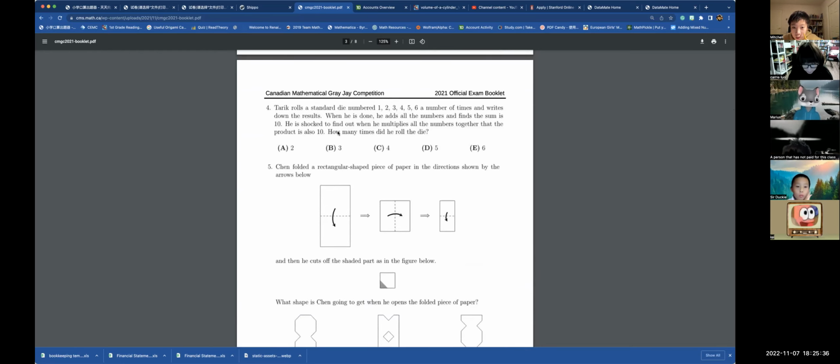Okay, so number 4, everybody, let's try to do this one yourself. Let's read the question once. Patrick rolls a standard die, numbers 1, 2, 3, 4, 5, 6, a number of times and writes down the results. When he is done, he adds all the numbers and finds the sum is 10. He is shocked to find out when he multiplies all the numbers together that the product is also 10. How many times did he roll the die?